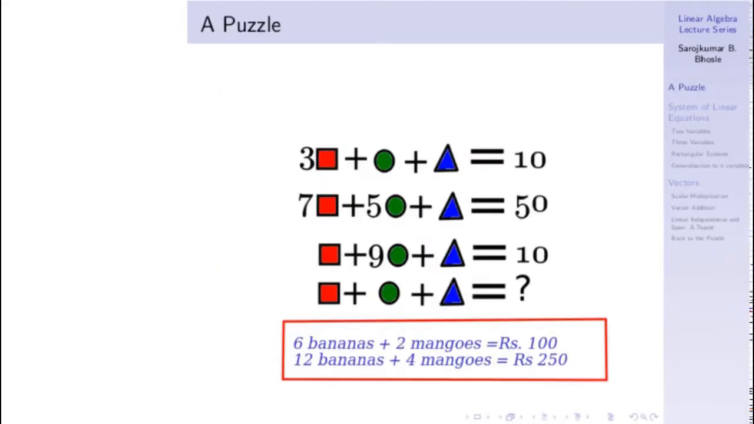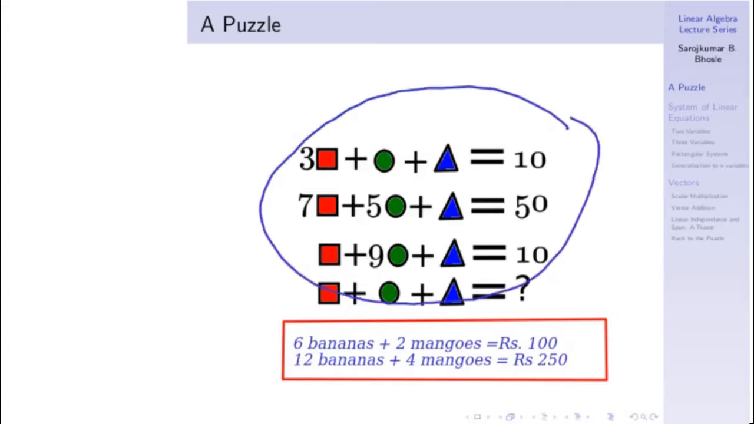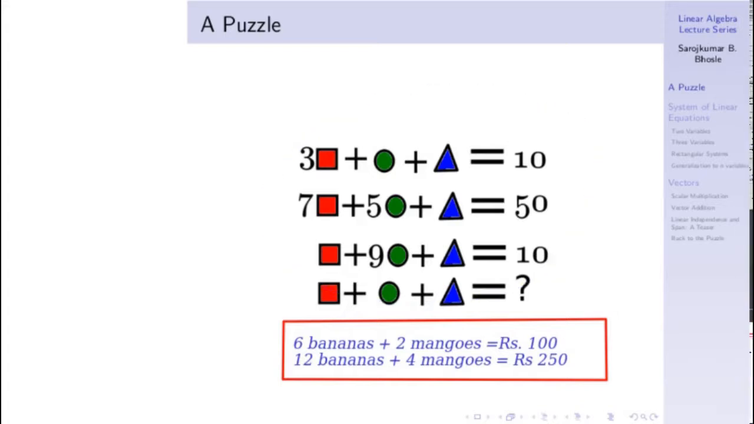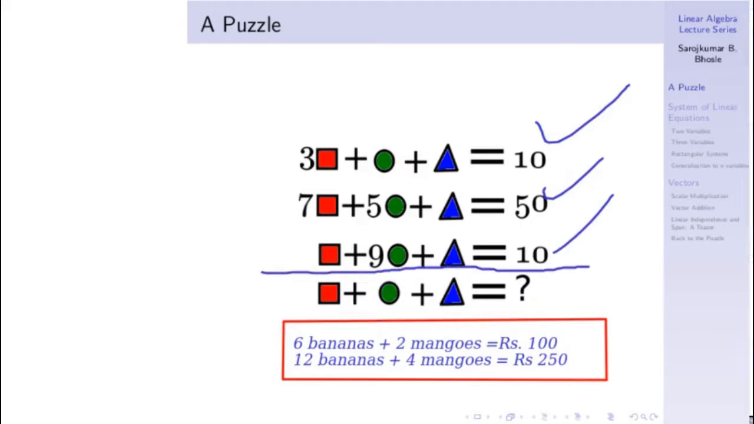You would have seen puzzles of this nature maybe on social media or maybe somewhere on the internet. So these puzzles are nothing but systems of linear equations. In this case we have three equations and we are asked about this combination. So these three equations form a system of three linear equations, and their solution will lead us to the answer to this puzzle.